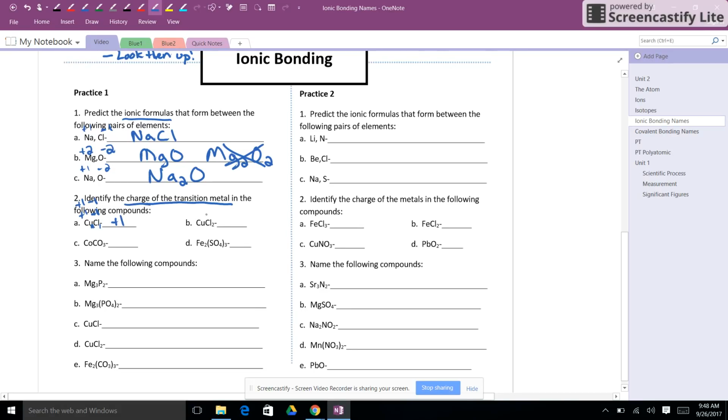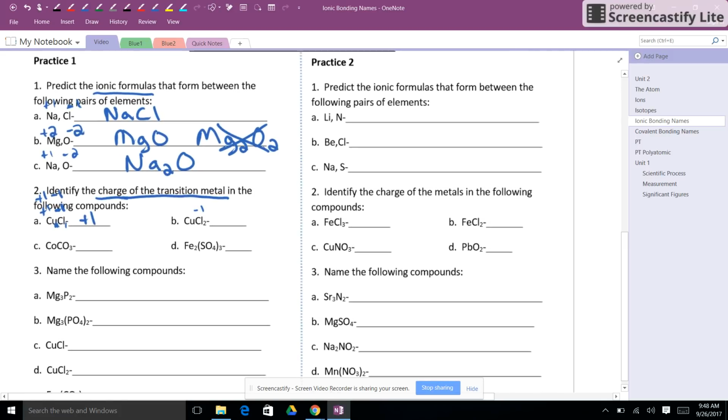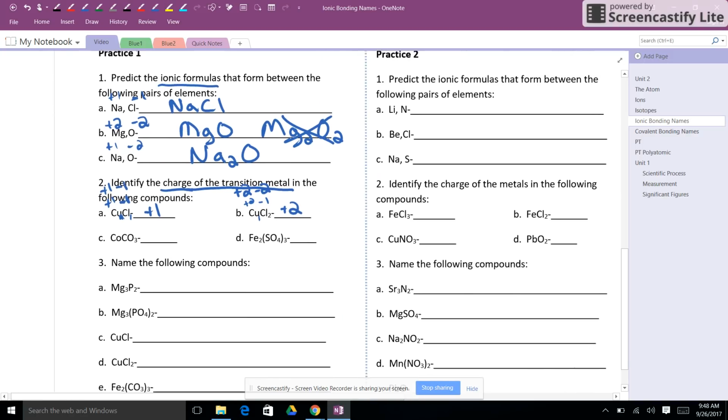Now in the second example, chlorine is still a -1, but since there's 2 of them here, 2 times -1 would be -2. 2 electrons are being gained total. That means 2 electrons must be lost total, so the opposite of -2 is +2. And since there's still 1 copper ion in this compound, I would say +2 divided by 1 is +2. So this copper ion has a charge of +2.